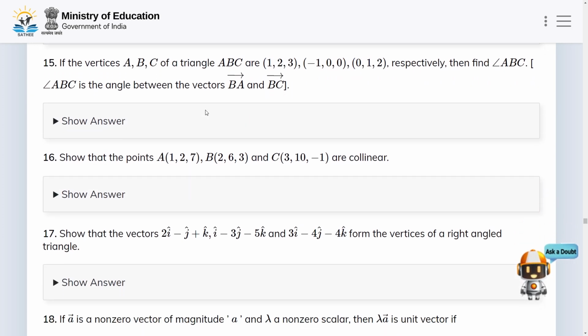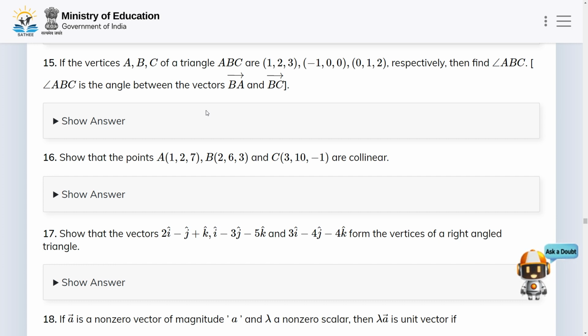Now 15th problem. If the vertices A, B, C of a triangle ABC are 1, 2, 3, minus 1, 0, 0, 0, 1, 2, respectively, then find your angle ABC, where angle ABC is the angle between the vectors BA and BC.